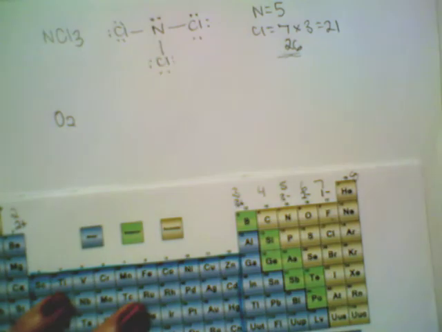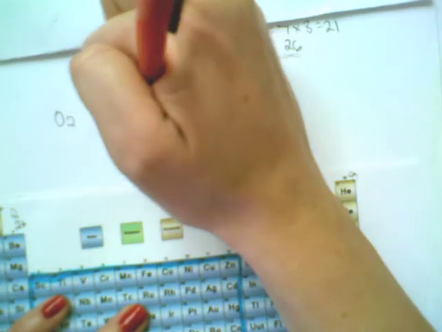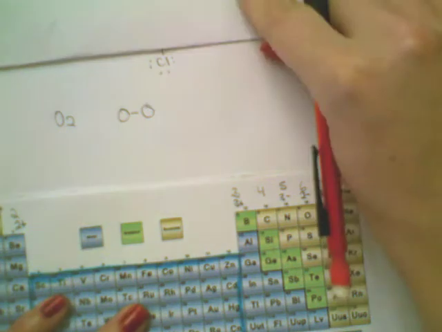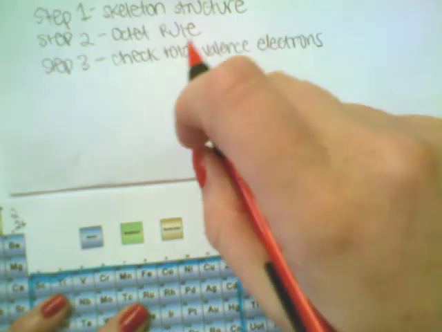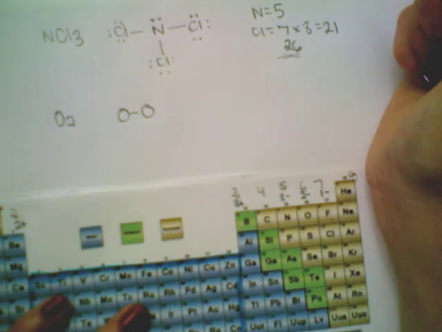Okay. Let's do O2, oxygen. So our first step was to draw the skeleton structure. So we have oxygen bound to oxygen. That is our skeleton structure. Step 2 is to fulfill the octet rule. So that means we want 8 electrons around each atom.